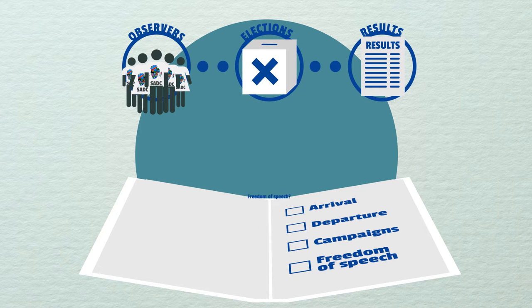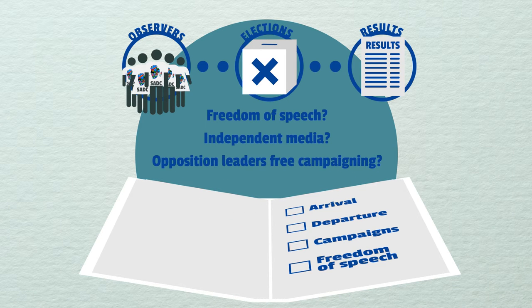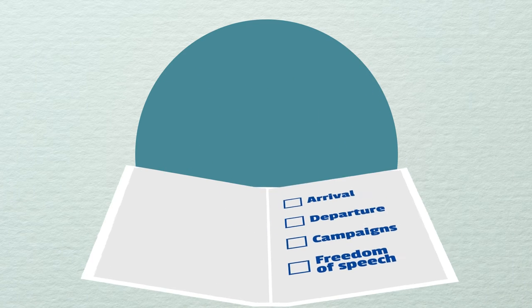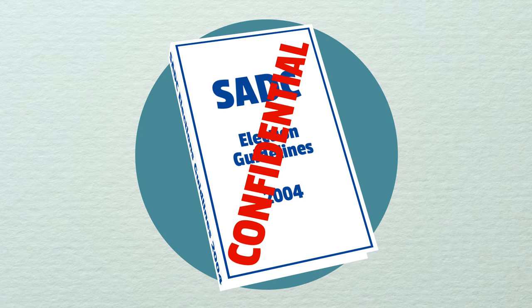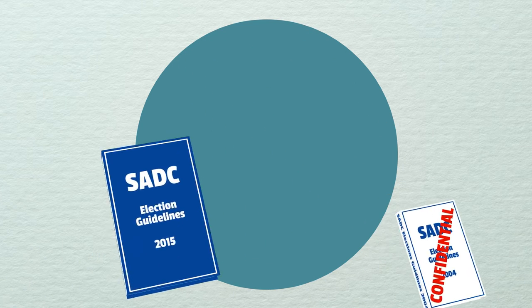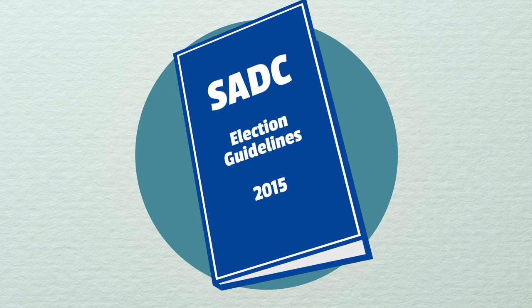Was there freedom of speech? Was the media independent? Could opposition leaders campaign freely? Another concern is that these missions are made up of government officials and their final reports are not made public. The new 2015 guidelines aim to address these concerns.